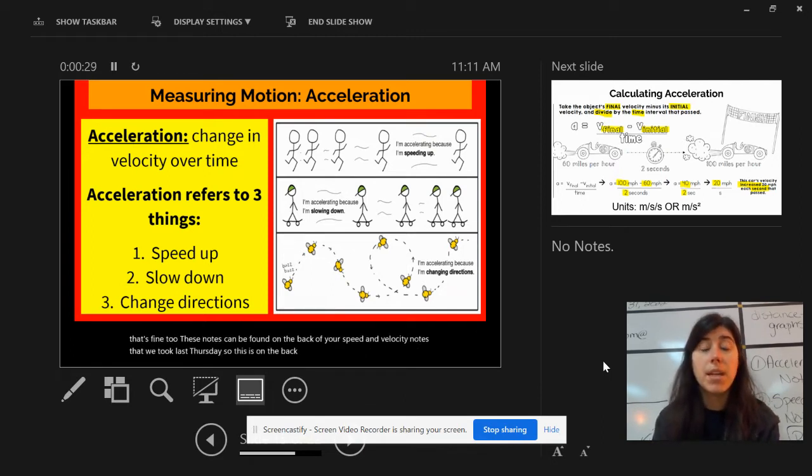You should be on page 2 with those. And then the new handout will be after these notes. So you have 2 places to find these notes today. This is on the back of your speed and velocity notes. And then your new notes is for your new graphs.